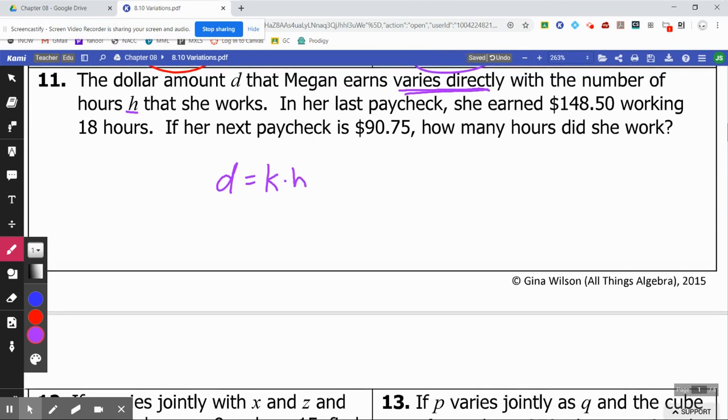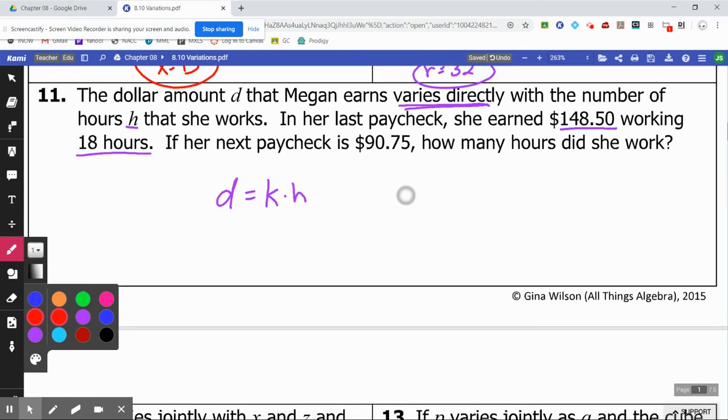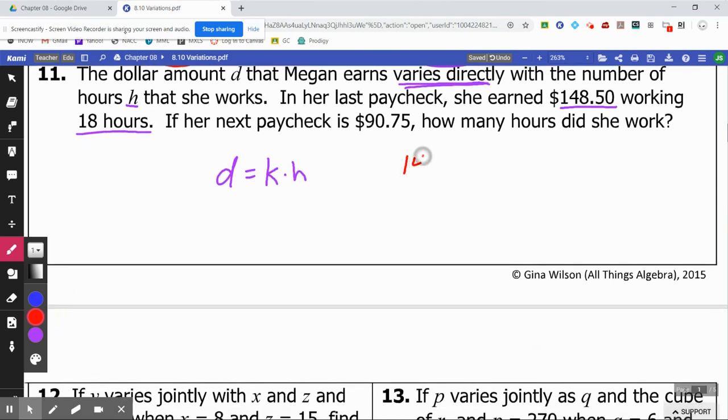In her last paycheck, now this is our scenario, she earned this much for this many hours. Now, what did that do? That tells us our constant. We know that's called a slope. We know it's a rate. So you can think of it as any of those. So the rate, let's plug those in to figure out that rate. The dollar amount that she earns, $148.50, is equal to the constant times she worked 18 hours.